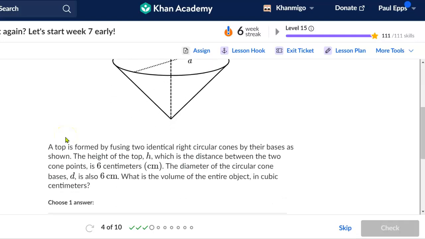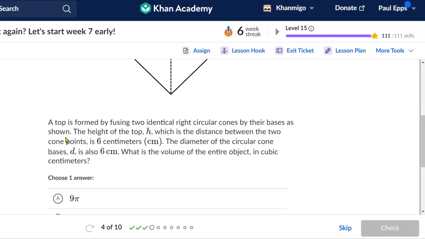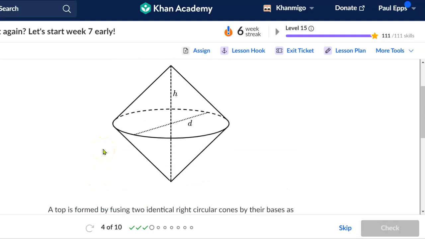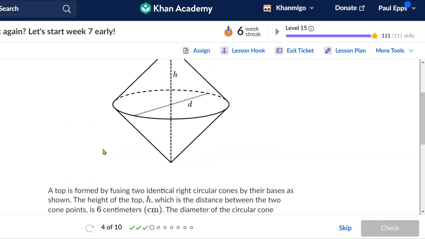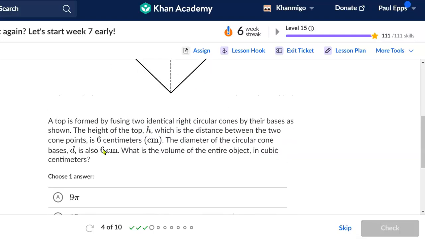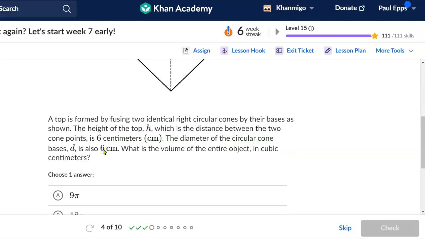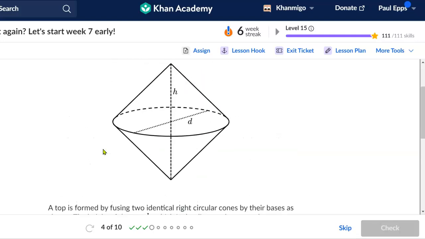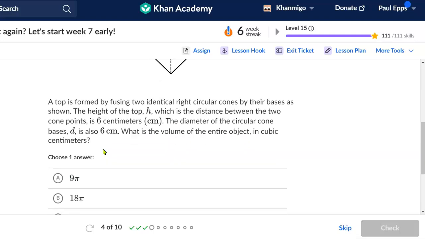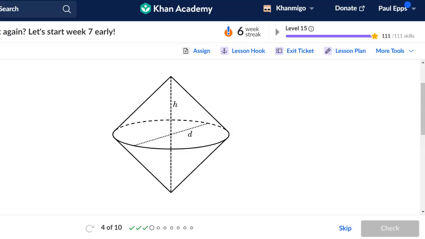A top is formed by fusing two identical right circular cones by their bases as shown. The height of the top, H, which is the distance between the two cone points, is 6 centimeters. The diameter of the circular cone bases is also 6 centimeters. What is the volume of the entire object in cubic centimeters? It looks like the way to do this is just to get the volume of one cone and then double it.